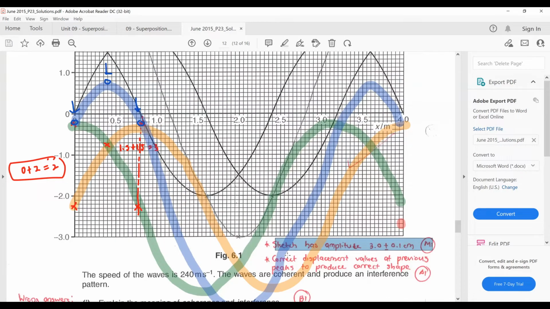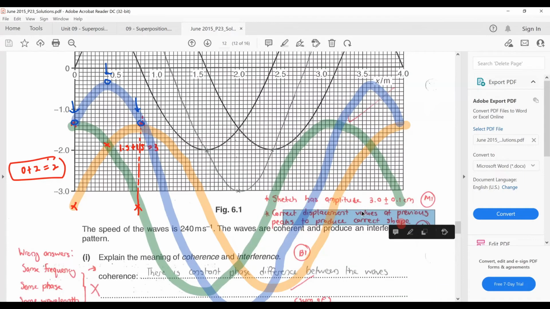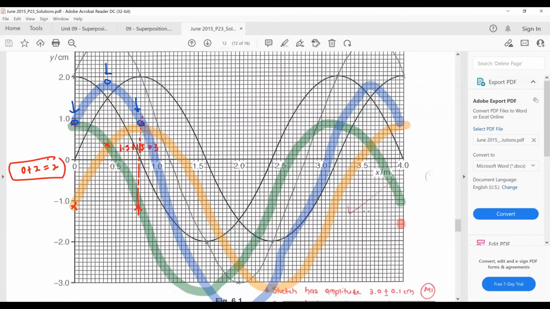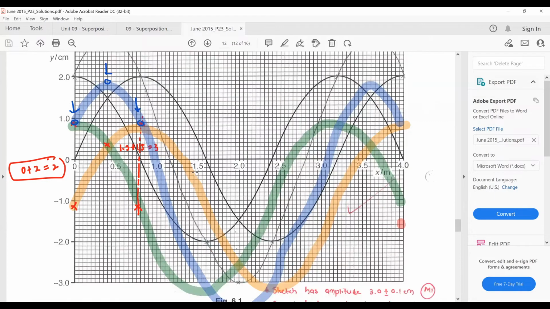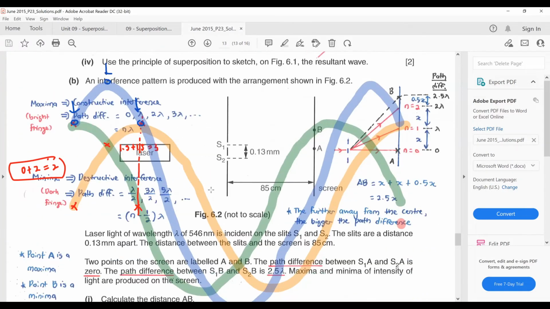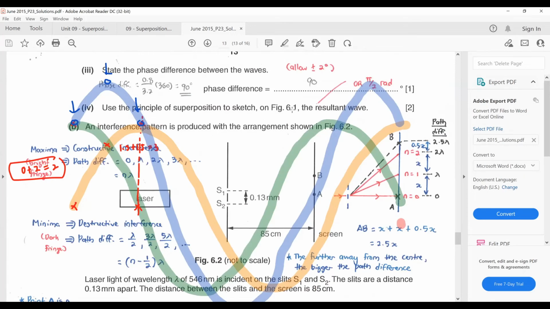And then after that, they want to see correct displacement values at previous peaks to produce the correct shape. This one, just think of it as they want to see roughly a correct shape, which is the one highlighted in blue. All right, this one might take some time for you to do, so you do it later when you have time. I'll move on to the last part of the question first.